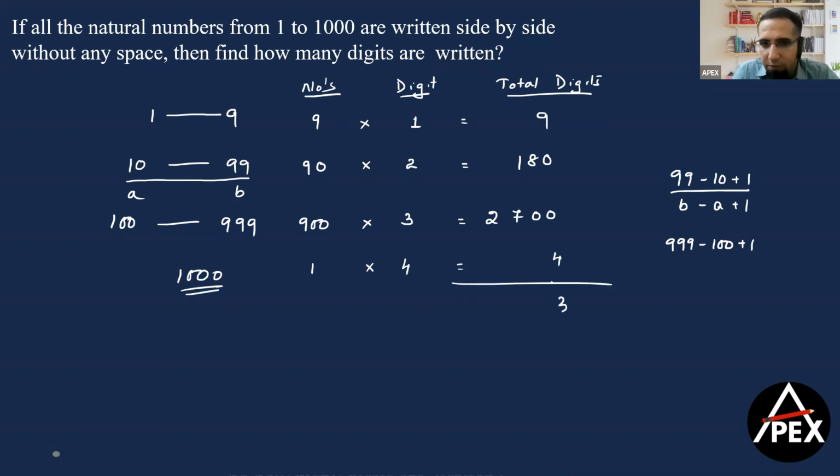Clear? So 9 plus 4 becomes 13. 3, I carry 1. 8 plus 1 is equal to 9. 7 plus 1 is equal to 8. And this is 2. So therefore, the total number of digits I'm writing is equal to 2893. This is how we calculate the number of digits that we use in our number system.